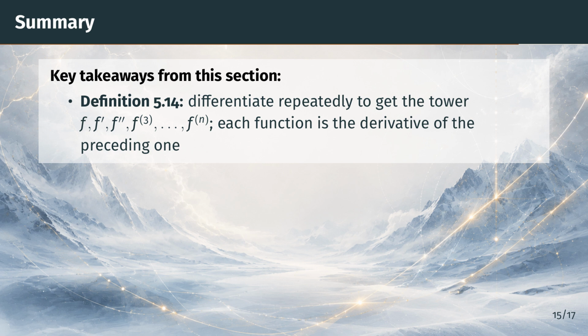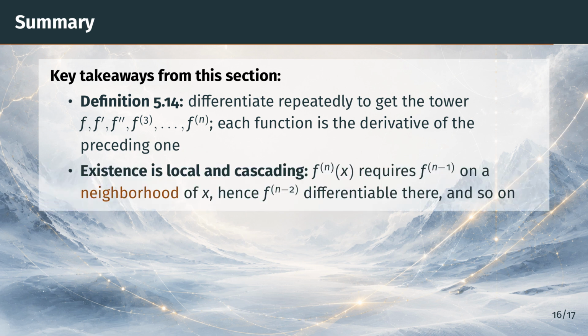Next, let's recall the fine print that comes with this definition. The derivative of order n at a point x is not a purely pointwise notion. It requires the derivative of order n minus 1 to exist on a whole neighborhood of x and to be differentiable at x, and this requirement cascades down. Every lower floor of the tower must be differentiable on that neighborhood. Keep this in mind whenever a theorem assumes the existence of a higher order derivative. It is quietly assuming a lot of regularity below it.